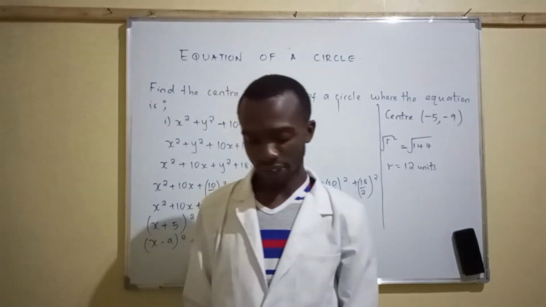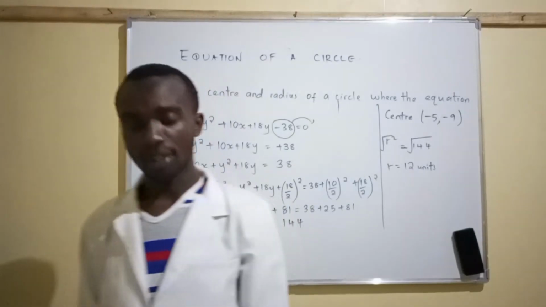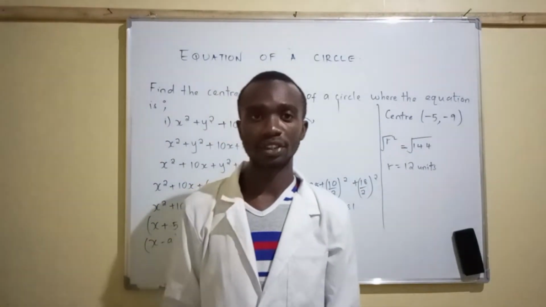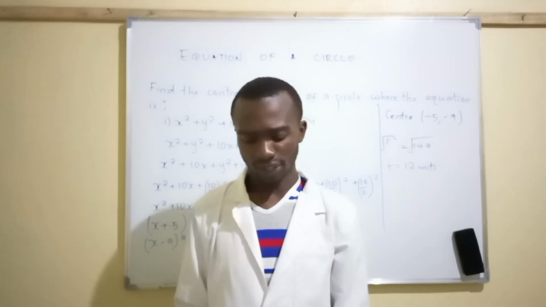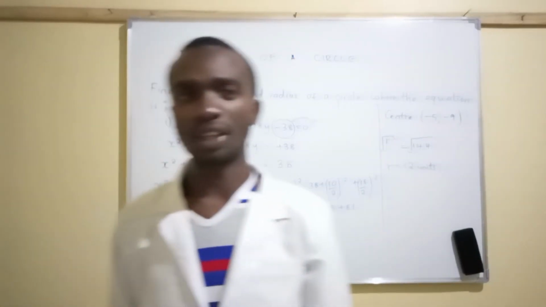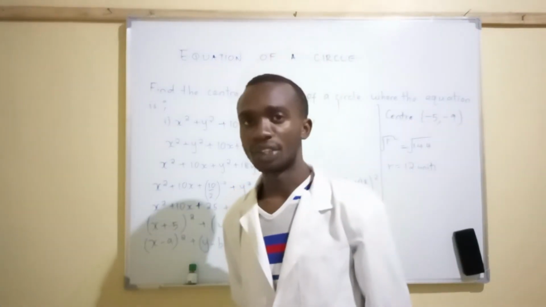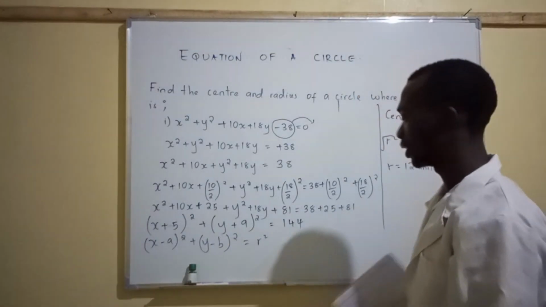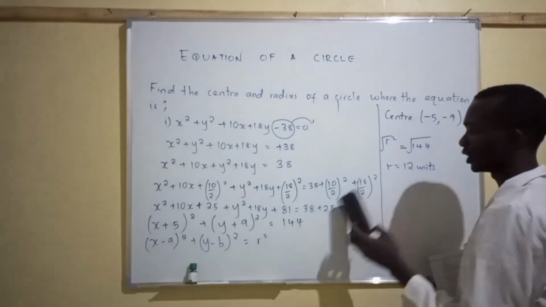So I'm going to do the three examples under this part, whereby you are asked to find the center and the radius of a circle, given the equation of the circle. Now this is the first part. Now let me go to the second part, one of the most tricky parts.